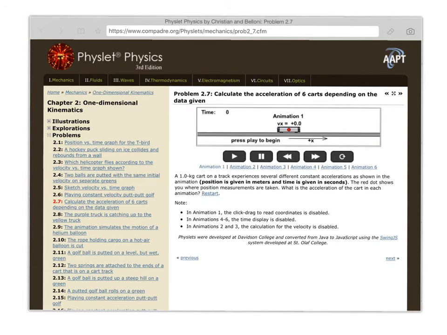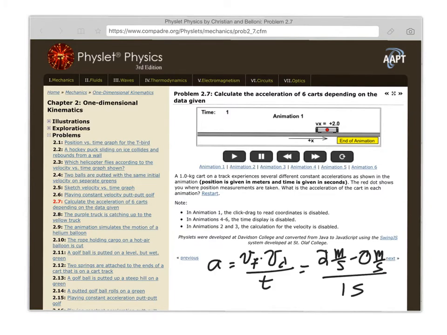Okay, animation 1 is pretty easy because it tells us the velocity, right? And to get acceleration, we want to do V final minus V initial over 2 seconds. So let's do that. Pretty straightforward, right? The acceleration is 2 meters per second minus 0 meters per second over 1 second. You've got to be a little bit careful about this 0 meters per second. If you go back and look, you'll see it starts out slow.